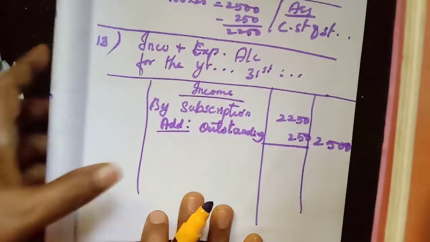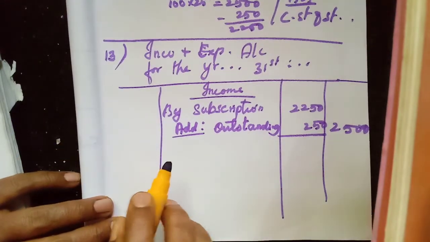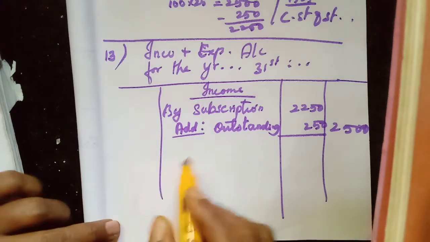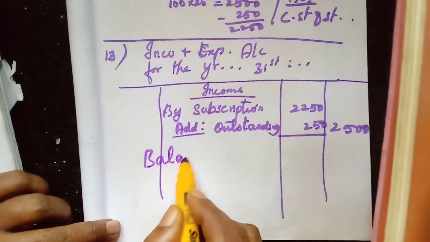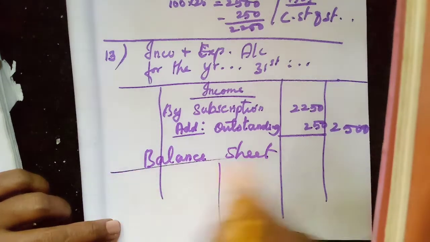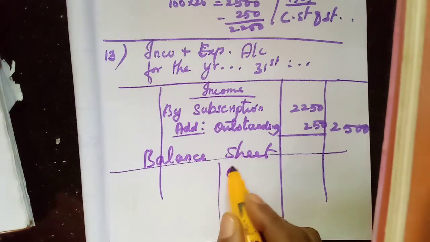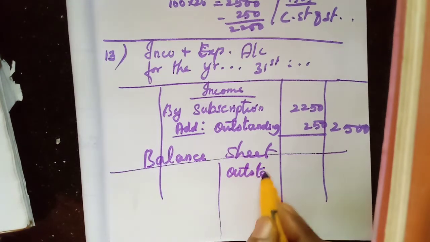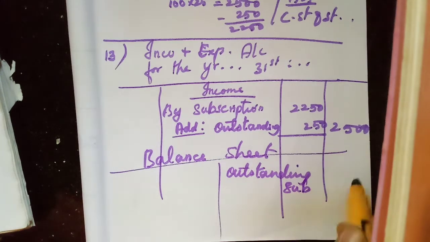Okay, 2500. Now, income over. Now, we should show the balance sheet. In the balance sheet we have to divide equally. Here, this year's outstanding, that is an asset. Outstanding subscription, how much? 250.